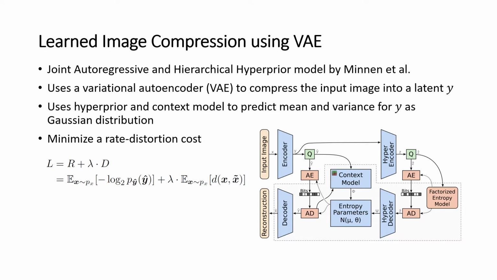In addition to this, the model uses a hybrid prior network and a context model to predict the mean and variance for Y, while Y is modeled as a Gaussian distribution. And to train this network, a rate distortion cost is minimized through gradient descent. The cost consists of a rate term plus lambda times the distortion term, which is usually the mean square error. And to train this model at different bit rates, a different lambda has to be used to train the rate distortion cost.